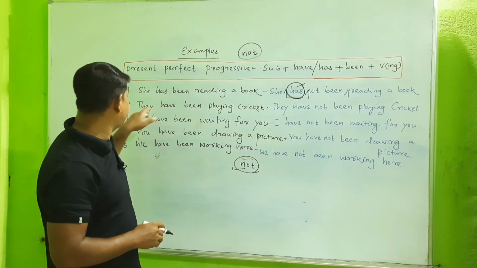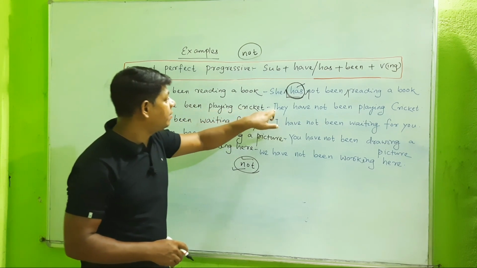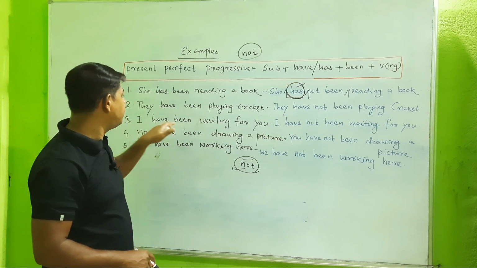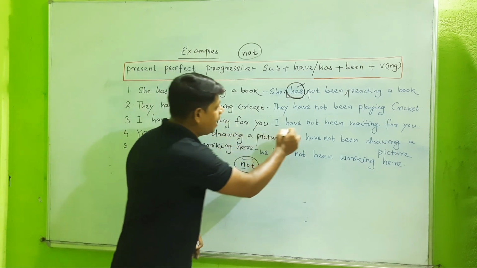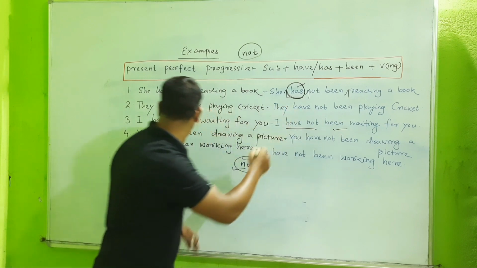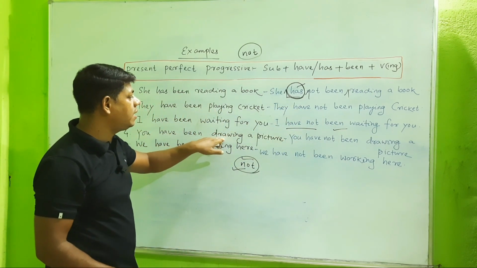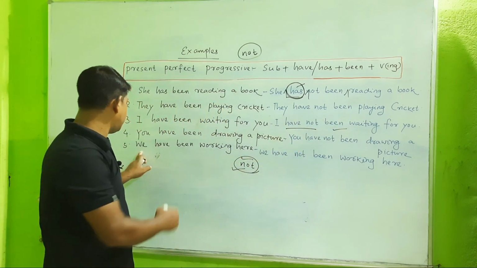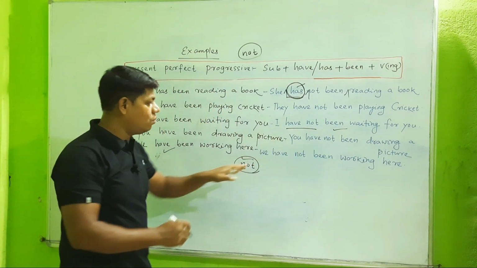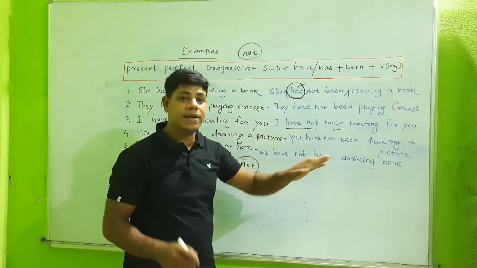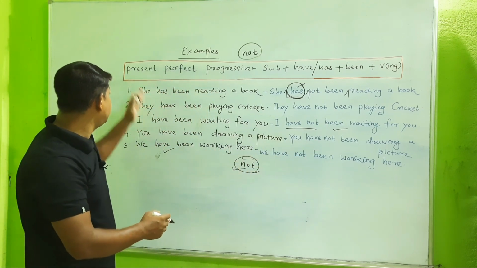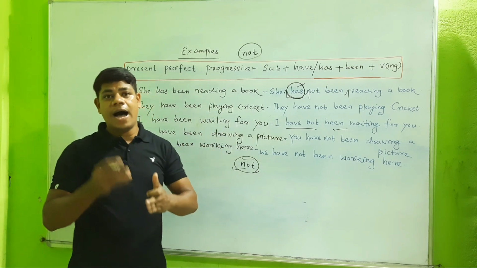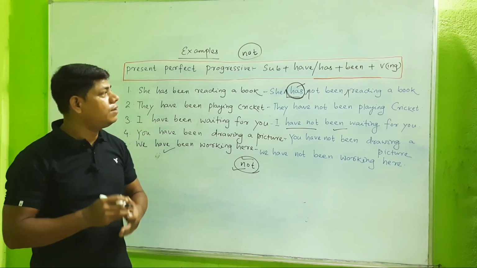The second sentence, they have been playing cricket. They have not been playing cricket. Then comes I have been waiting for you. I have not been waiting for you. Then comes you have been drawing a picture. You have not been drawing a picture. Then comes we have been working here. We have not been working here. This is all about the present perfect progressive sentence, how these sentences are converted into negative sentences.